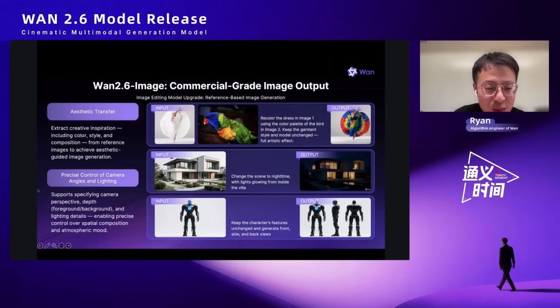Finally, the model can do precise control over camera angles and lighting based on reference images. You can specify the viewing angle, close-up or wide shots, and the lighting details, so you can achieve precise control over spatial composition and overall mood. Here we show a villa changing from daytime to nighttime, and a robot changing from a single view to multiple views. The results follow real-world physics very well.